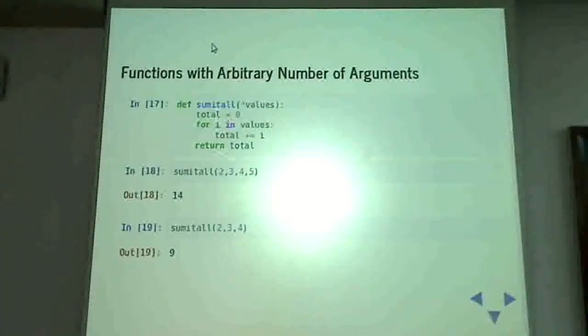So I can write the logic for summing them together. I can say total equals 0. And for i in values, total should be incremented by i. And then return the total. So if I say sum it all 2, 3, 4, 5, I'll get 14. If I say 2, 3, 4, it will give me 9. And I can run it with any arbitrary number of arguments. Because all the arguments are going and becoming a single list, which my function iterates over and does a sum.